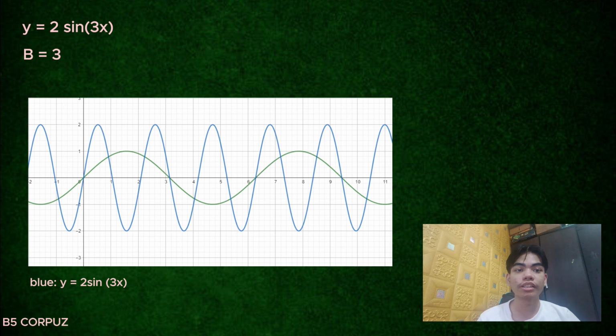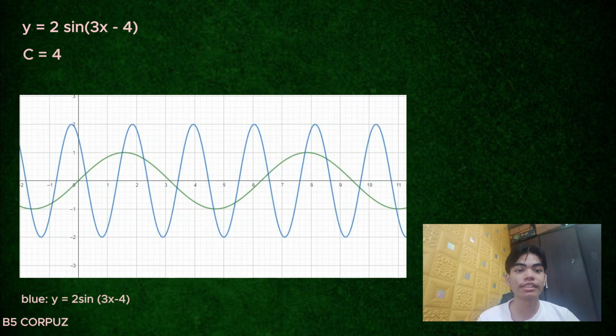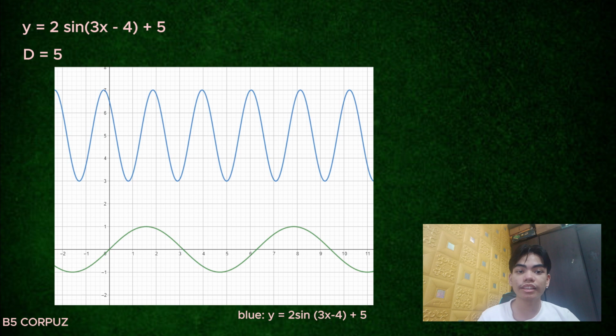B is 3, showing that the curve completes 3 cycles within an interval of 2 pi along the x-axis. C is 4, suggesting a horizontal shift of 4 units to the right along the x-axis, and d is 5, resulting in a vertical shift of the entire curve 5 units upward along the y-axis.